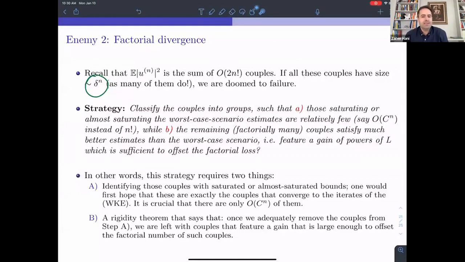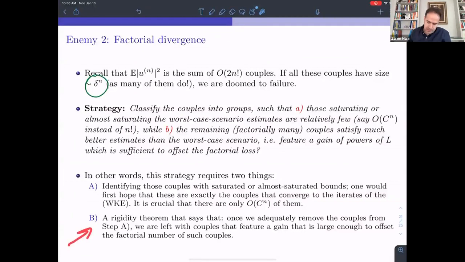And one would hope, this was our first hope when we started working on this, that these are exactly the couples that converge to the iterates of the wave kinetic equation. This hope turns out to be destroyed very quickly. These are not the only couples, but what is crucial, and this is something that we cannot compromise on, is that there's only exponentially many of such couples. You cannot have factorially many of such couples.